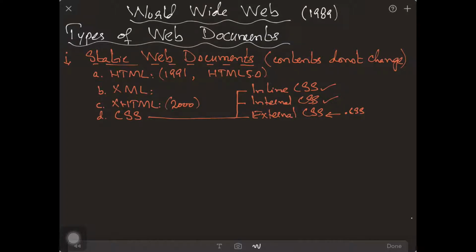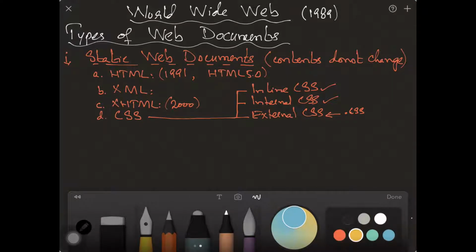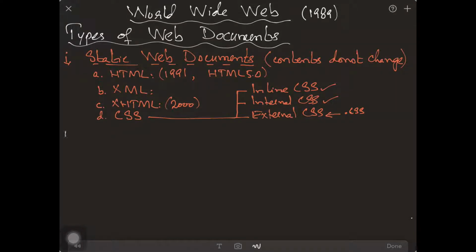Right, gentlemen, the second type of the web document is known as the dynamic web document. Let me change color again. Dynamic web documents.